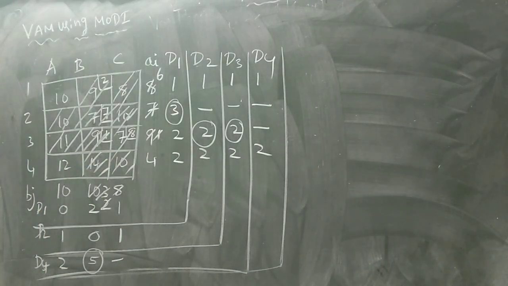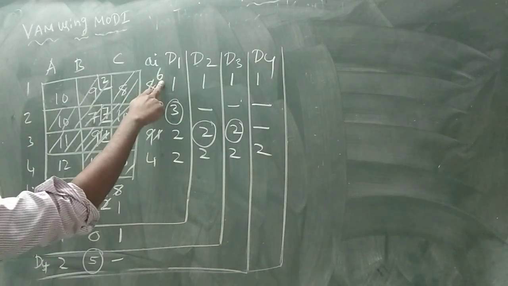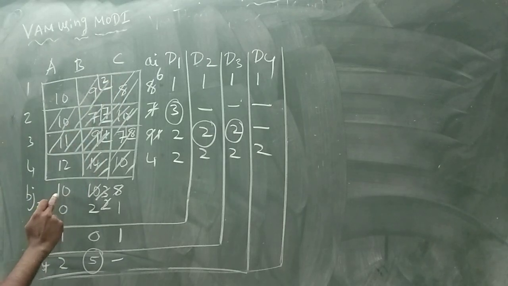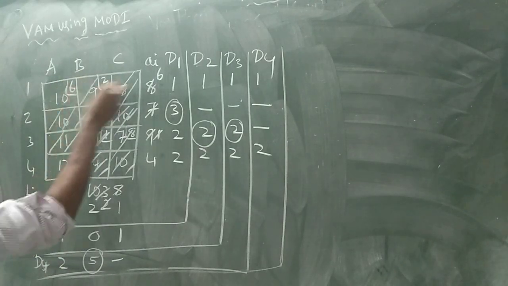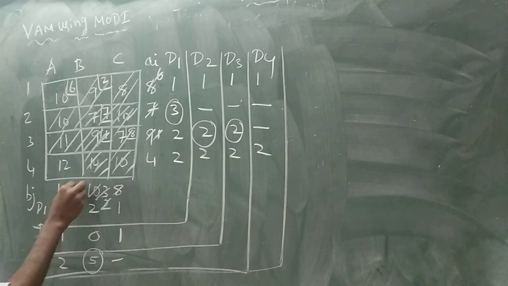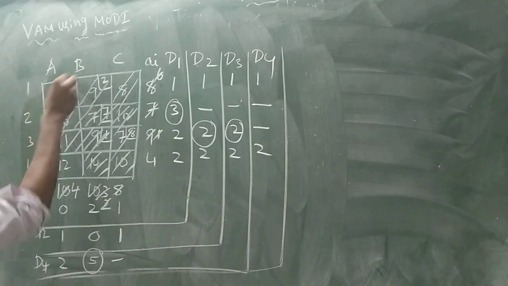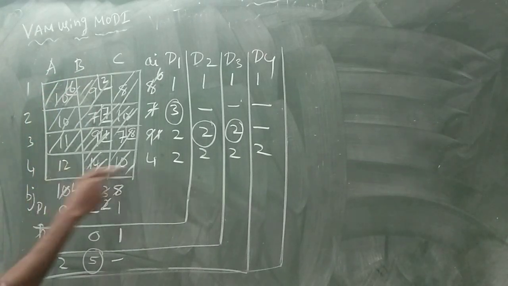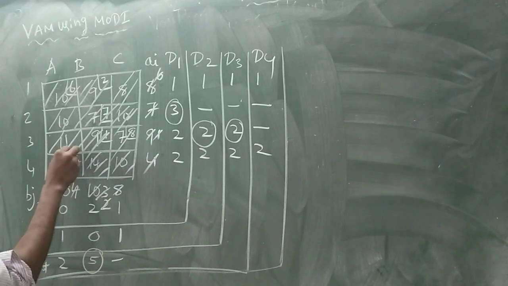Finally there are only 2 values. Of these, the least value is 10. I take this 10. Here A is 6 and Bj is 10, minimum is 6, so I allocate 6 here. After subtraction the remaining is 4, and in this row there is no remaining value, so I cancel the entire row. Finally 12, 4, 4.